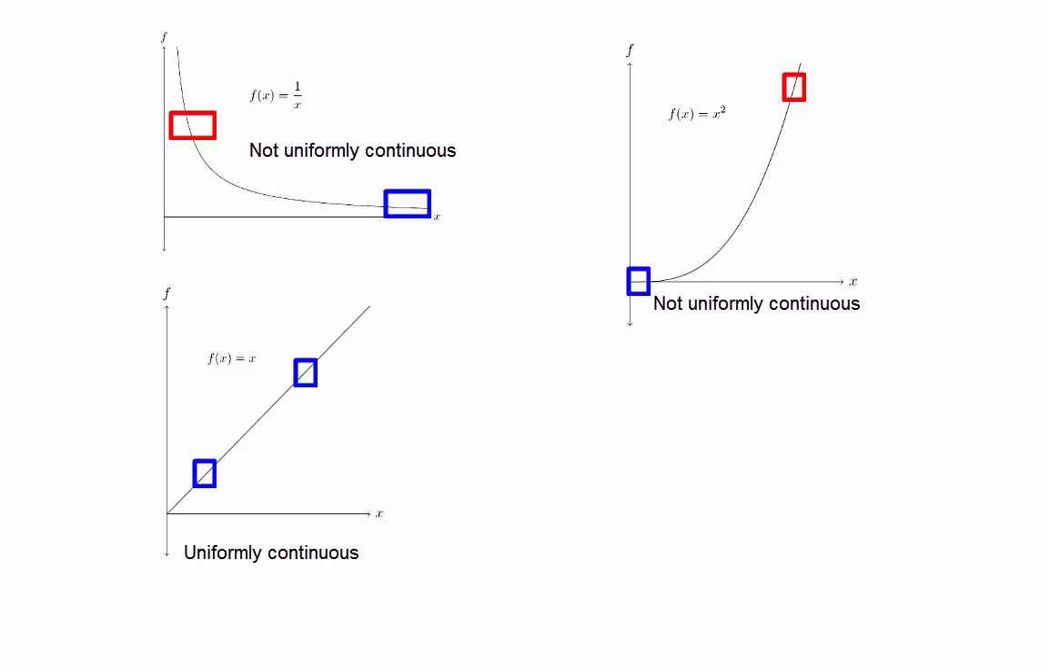However, a steep slope, even an infinitely steep slope, isn't enough to negate uniform continuity. The graph of the function f of x equals square root of x has an infinite slope at the origin. The difference is that the interval where the slope is very steep is also very small.